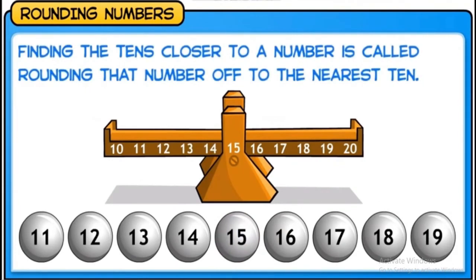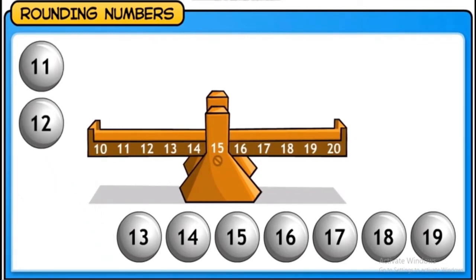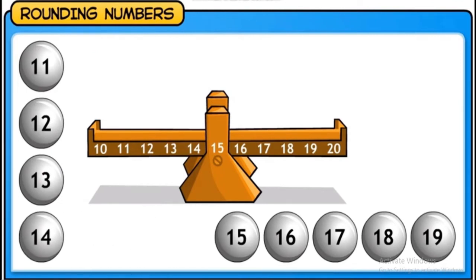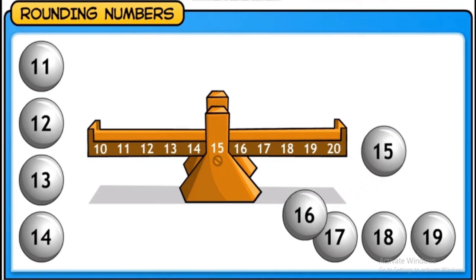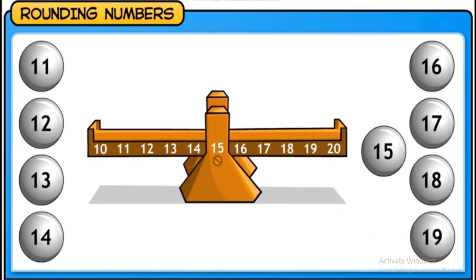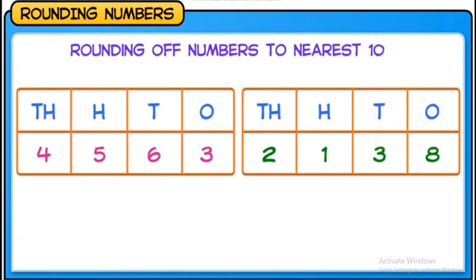Finding the tens closer to a number is called rounding that number off to the nearest 10. Thus, the numbers 11, 12, 13, and 14 are rounded off to the nearest 10 as 10, while the numbers 15, 16, 17, 18, and 19 are rounded off to the nearest 10 as 20. Consider these two numbers.